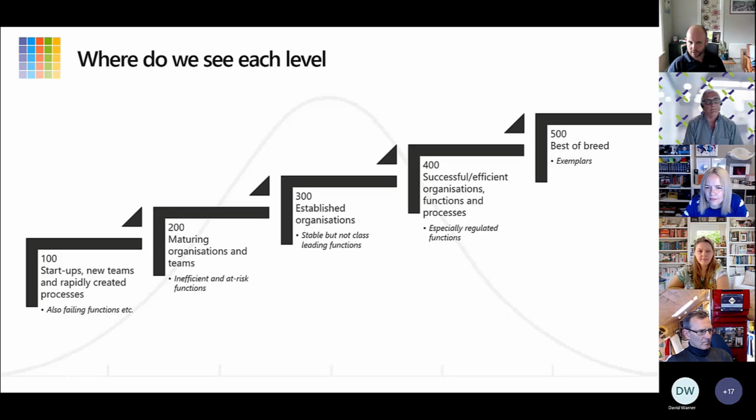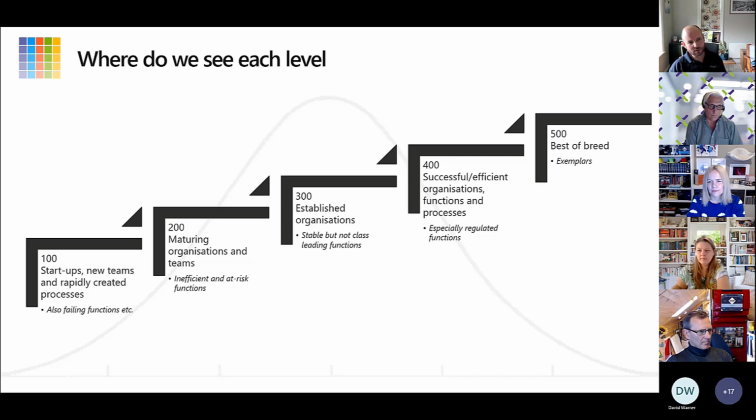So we've also got a new slide. This came in when we were talking about governance, risk, and compliance. It shows how we see the levels building on top of each other and where we see each level. It's not all cases, but level 100 is new teams being spun up, new startups, new processes being introduced, or new competencies being introduced into an organization. Maybe they've just switched on their Power Platform.